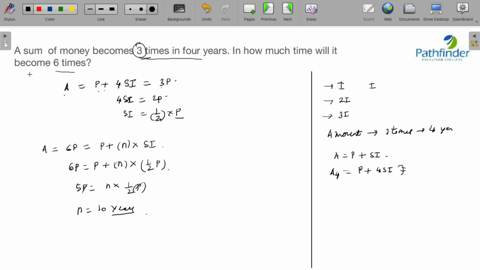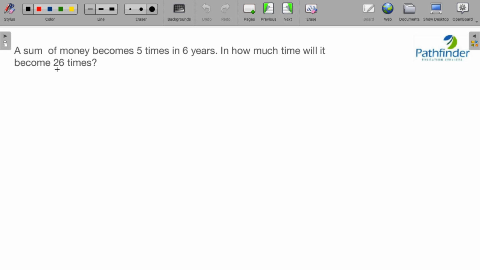But essentially what you need to know is, if the amount becomes 3 times, it implies that amount is equal to 3 times the principal. If the amount becomes 6 times, then the amount is equal to 6 times the principal, and so on. Let us solve one more similar question.